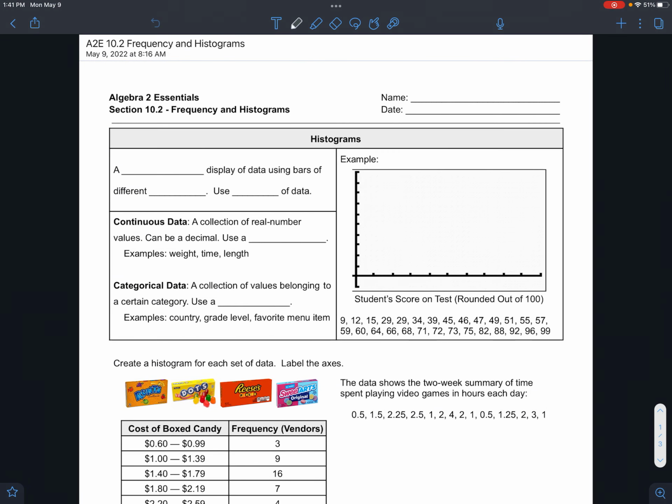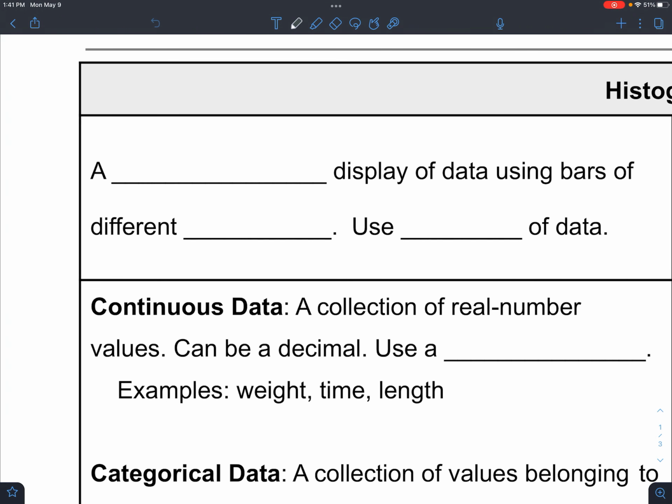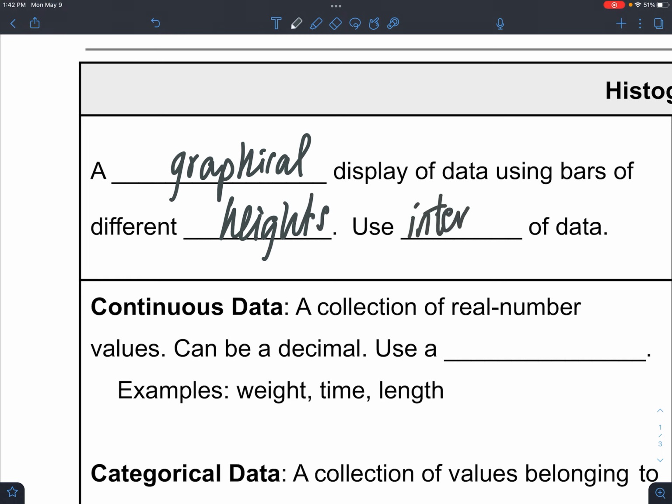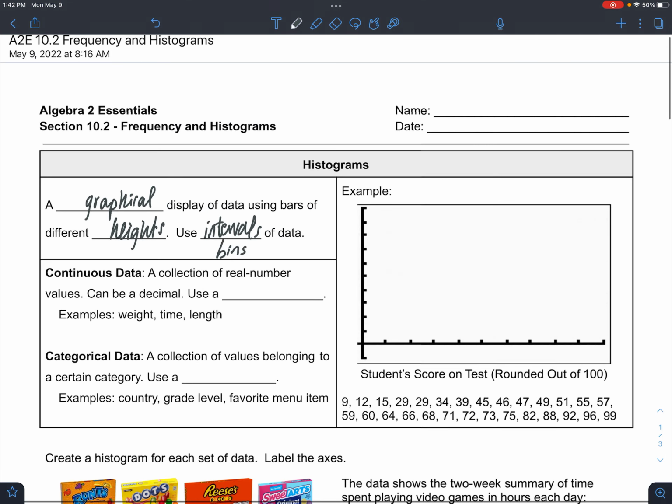Okay, we're going to start talking today about histograms. So it is a graphical display, so it's a graph. And the bars have different heights. So they use intervals or bins of data. So a histogram is really good when you have a range of numbers as your data, whereas a bar graph is better if you have categorical data.